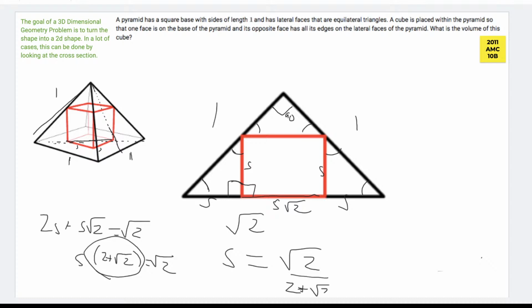Now all you do is rationalize the denominator by taking the conjugate. The conjugate can be taken by just writing down 2 plus square root of 2, except you reverse the symbol. So it's 2 minus square root of 2. So you multiply that to both sides. The top becomes 2 times the square root of 2 minus 2, and the bottom becomes 2 times 2, 4, minus 2, which is 2. And now this reduces to, the 2's cancel out, this becomes a 1. So the side length of the cube is just square root of 2.